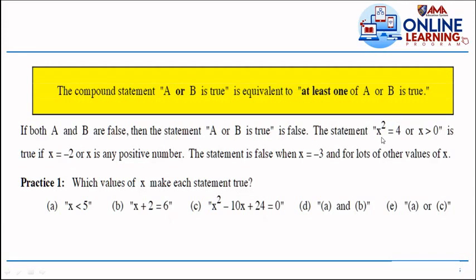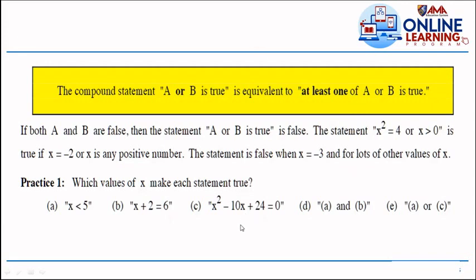So, ibig sabihin nun, for this condition, your statement A is true, but your statement B, which is x is equal to negative 2, is false. Kaya ginamit nila yung or statement. So pag or statement, isa sa kanila ay true, isa sa kanila ay false. Okay? The statement is false when x is equal to negative 3 and for lots of other values of x.